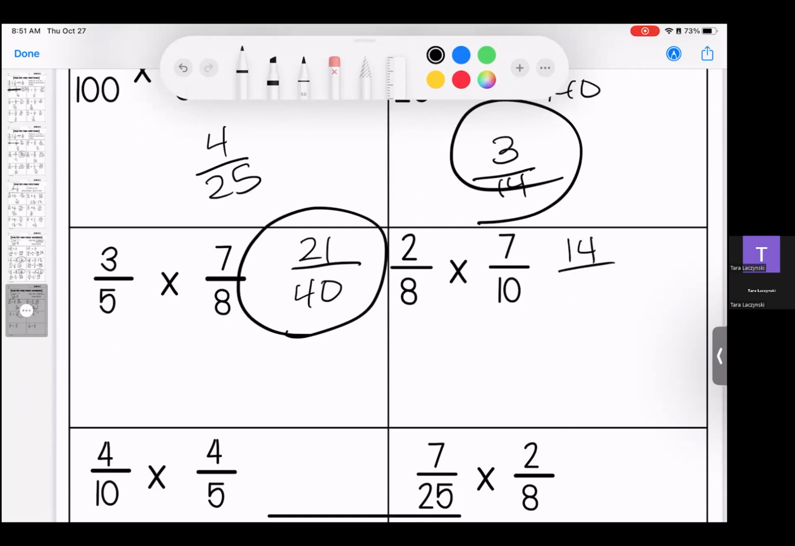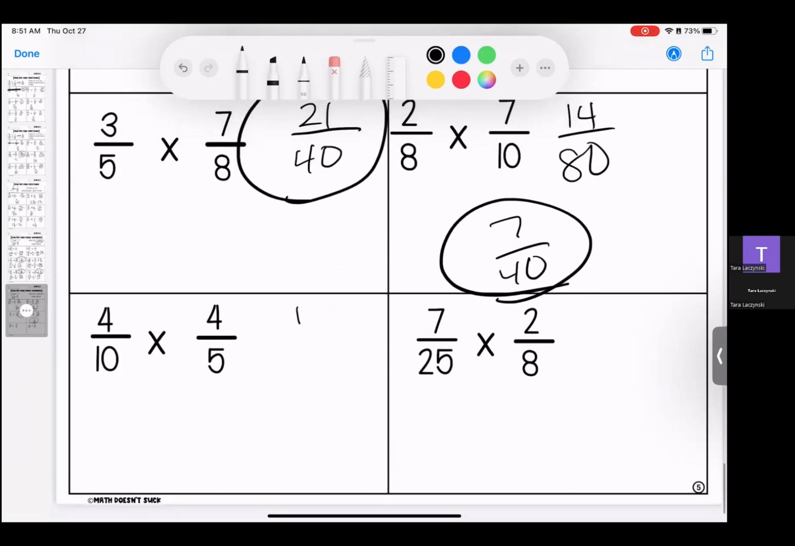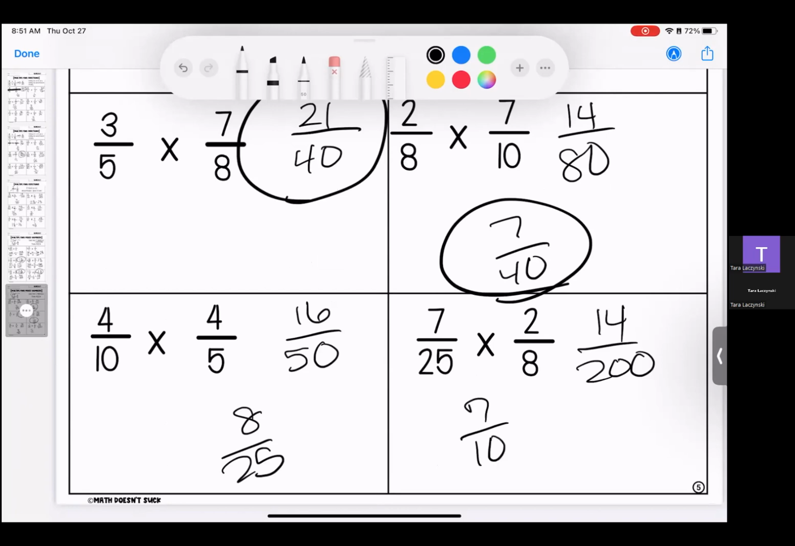7 times 2 is 14. 8 times 10 is 80. Simplified would be 7/40. 4 times 4 is 16. 10 times 5 is 50. Simplified to 8/25. And 7 times 2 is 14. 25 times 8 is 200. Simplified to 7/100. We've done it, mathletes.